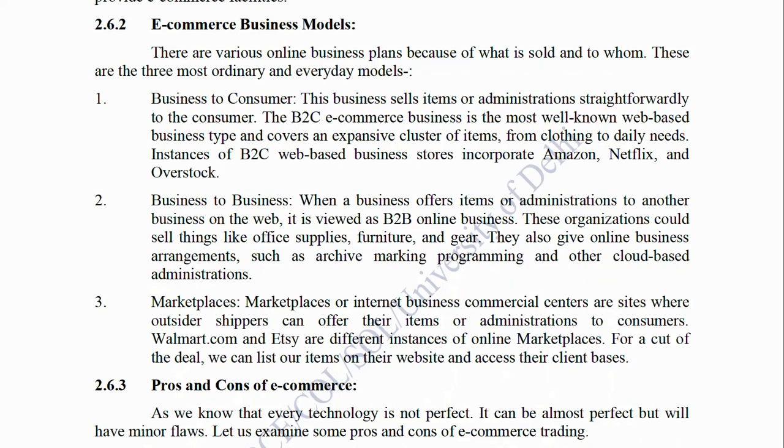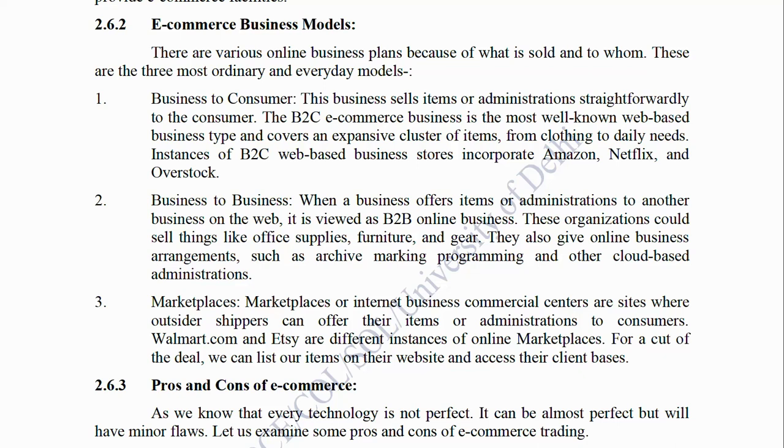2.6.2 E-commerce business models. There are various business plans because of what is sold and to whom. These are three most ordinary and everyday models. Point number 1. Business to consumer. This business sells items or administrations straightforwardly to the consumer. The B2C e-commerce business is the most well-known web-based business type and covers an expansive cluster of items from clothing to daily needs. Instances of B2C web-based business stores include Amazon, Netflix, and Overstock.